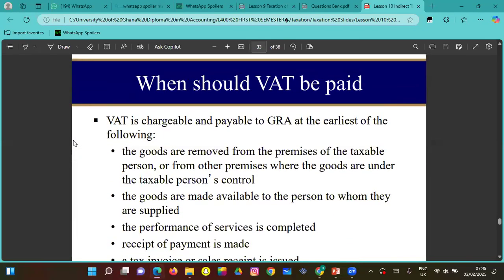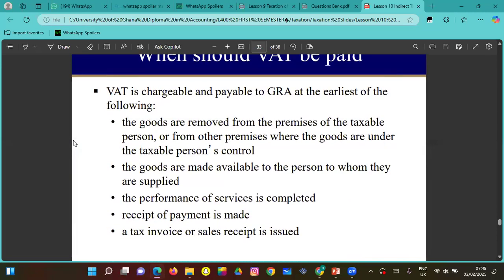So when should VAT be paid? VAT is chargeable and payable to GRA at the earliest of the following. The goods are removed from the premise of the taxable person or from other premise where the goods are under the taxable person's control. The goods are made available to the person to whom they are supplied. Then the performance of service is completed, then receipt of payment is made, and then when a tax invoice or sales receipt is issued.